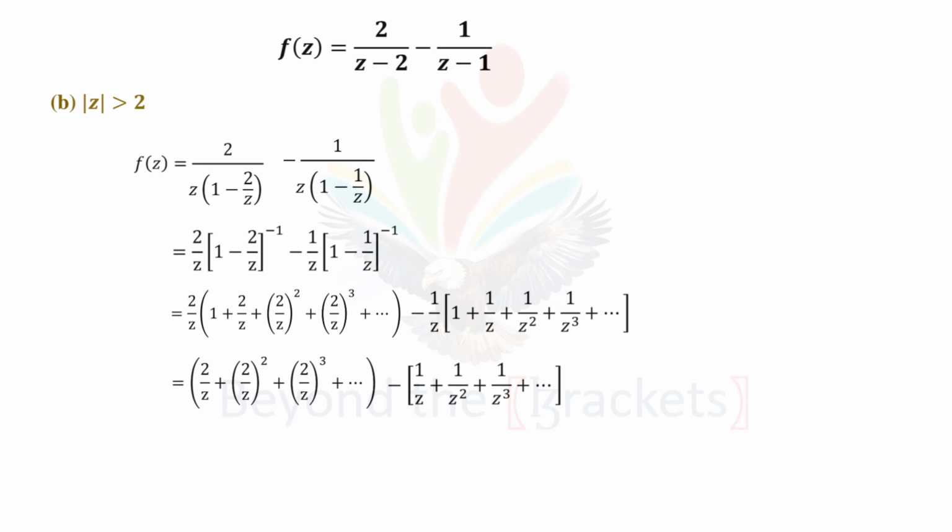Expressing this in the summation form, we have summation n is equal to 1 to infinity 2 by z power n. So when n is equal to 1, we have 2 by z. When n is equal to 2, we have 2 by z whole square. When n is equal to 3, we have 2 by z whole cube and so on. For the second term, we have summation n is from 1 to infinity 1 by z power n. So when n is equal to 1, we have 1 by z. For n is equal to 2, we have 1 by z square. For n is equal to 3, we have 1 by z cube and so on.